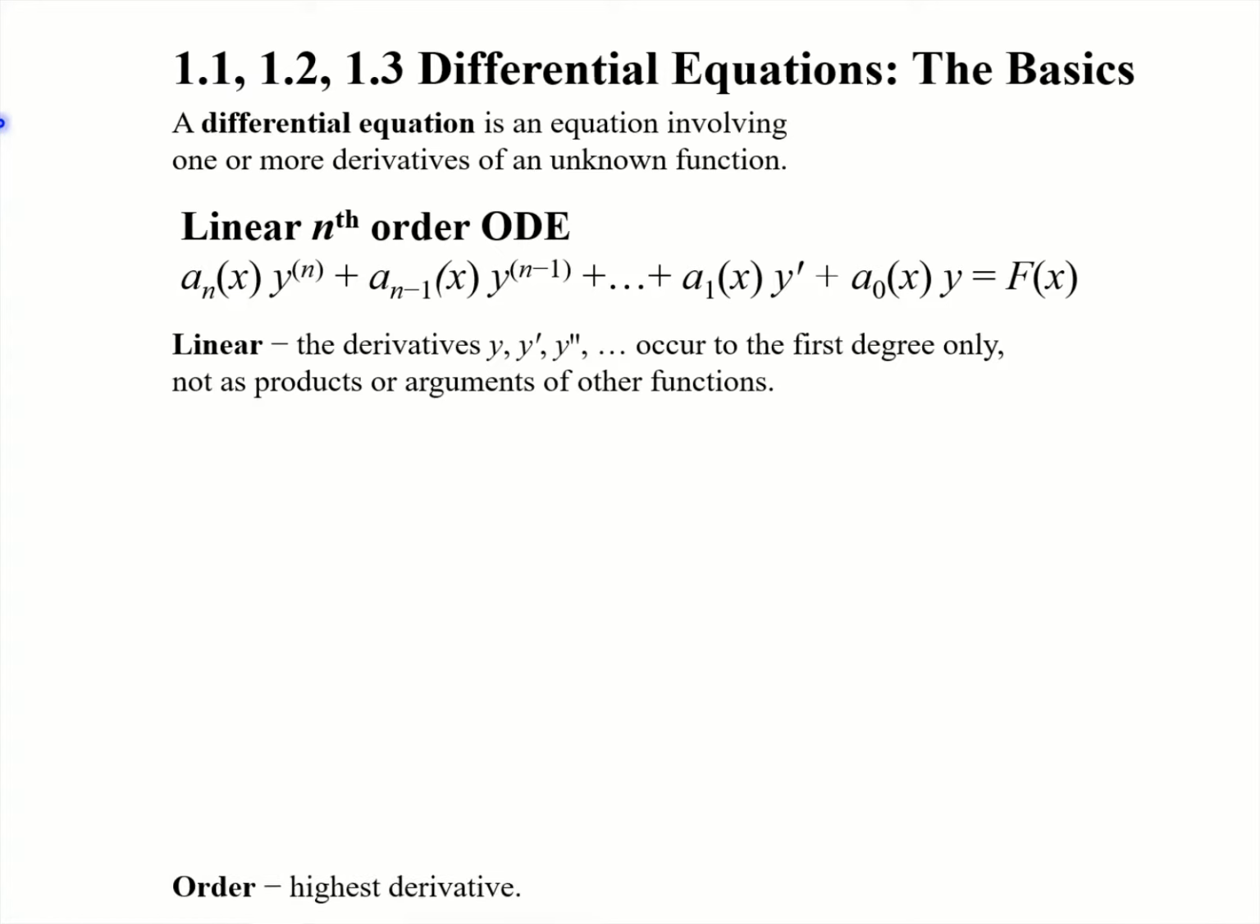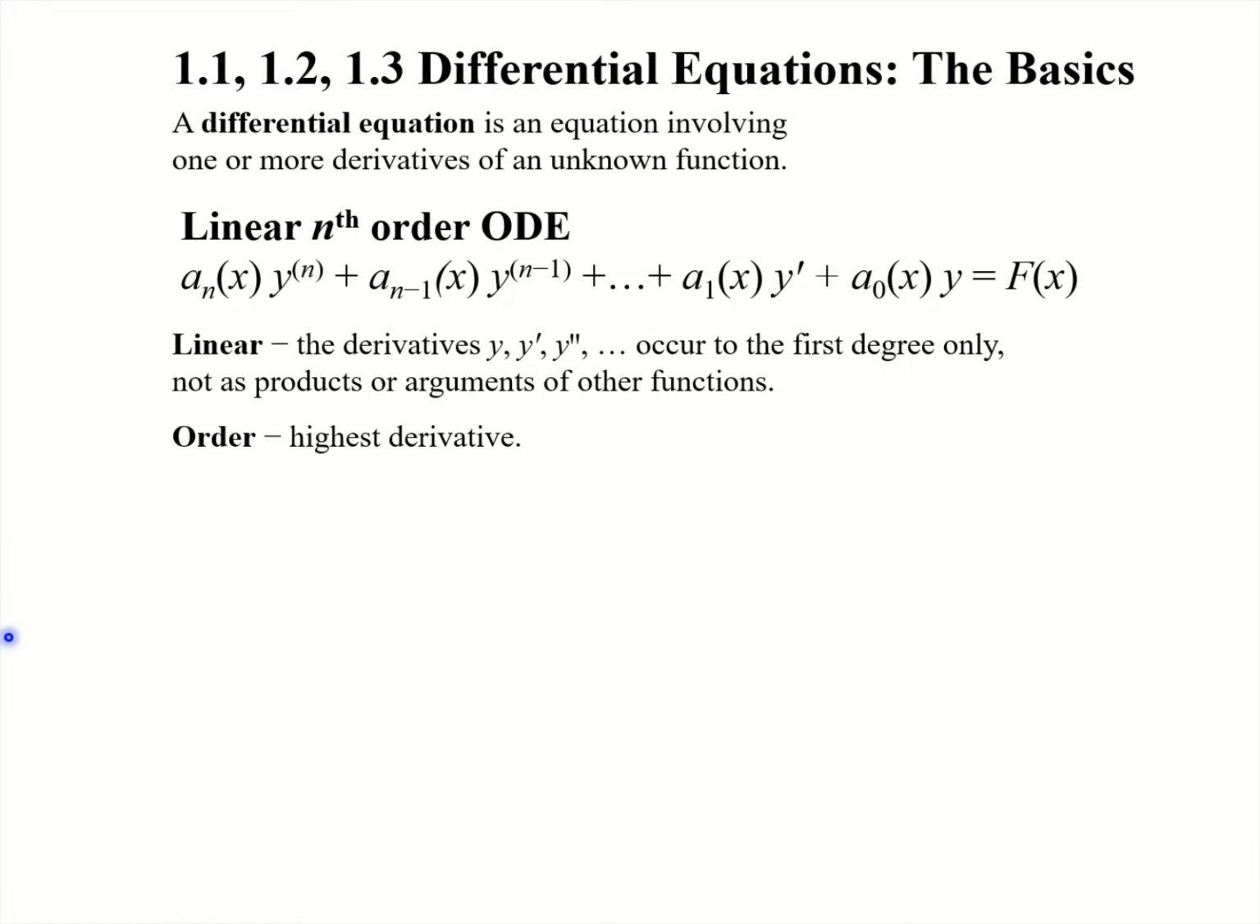Order. Order is the highest derivative. So this says linear, which we have right here. Nth order, the highest derivative in this case is the nth derivative.